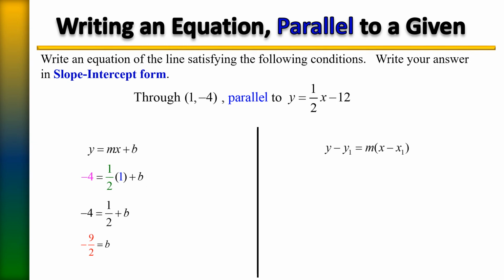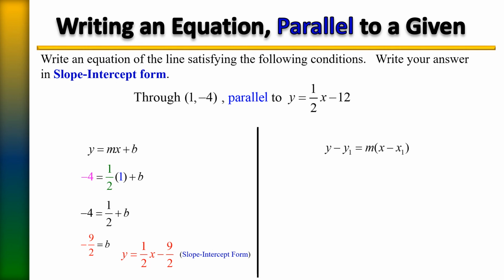We have our line now. Our line is y equals, we were already told that the slope is going to be 1/2. So y equals 1/2 x plus -9/2. And that is our line in slope-intercept form.